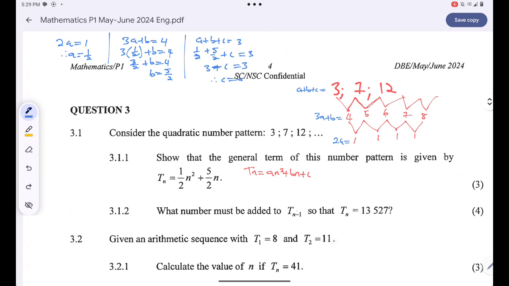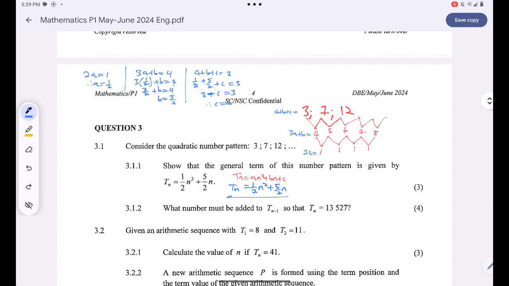Now I know the values of a, b, and c, and I can simply substitute. The value of a is a half, the value of b is 5 over 2, and the value of c is 0, so I don't need to write plus 0. I can just leave it like this. So I have now proven that the nth term is equal to that.